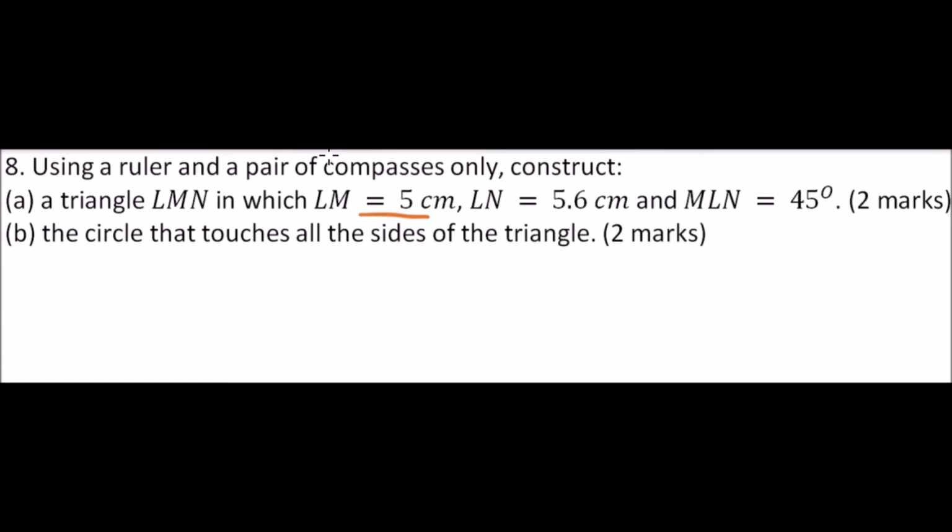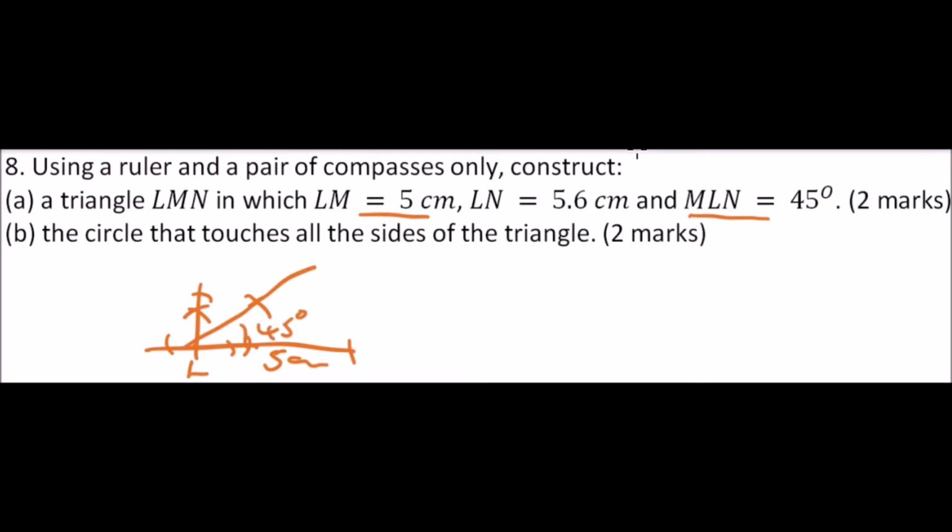Then you need to construct angle 45. To construct angle 45, you first of all construct a 90 degree angle. So let's say this is your 5 centimeter. You mark those 2 points and make 2 arcs from the point L. Then you again make 2 marks, and you bisect the angle of 90. You'll be able to get 45 degrees.